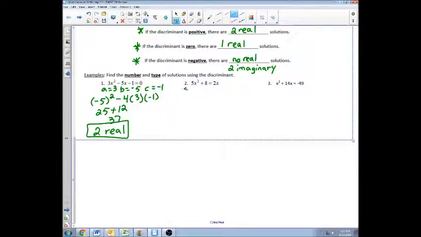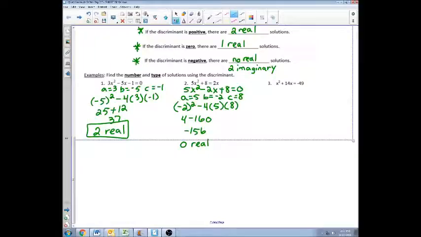So 5x squared, I've got to make sure it's set equal to 0, so I need to subtract the 2x. Plus 8 is equal to 0. My A would be 5, my B would be negative 2, and my C would be 8. So I'm going to take B, which would be negative 2, and square it, minus 4 times A, which is 5, times C, which is 8. This would get me 4. Then negative 4 times 5 times 8 is negative 160. So this would be negative 156, which would be 0 real solutions, or 2 imaginary. I would accept either one in that situation.